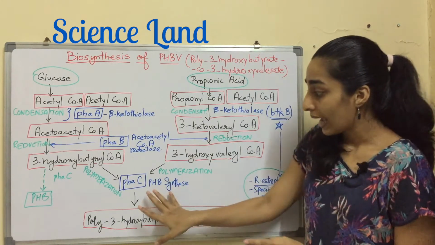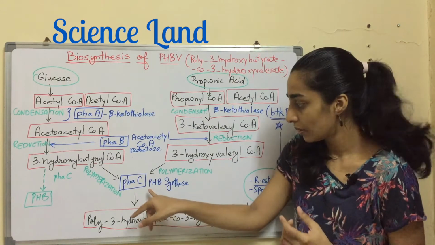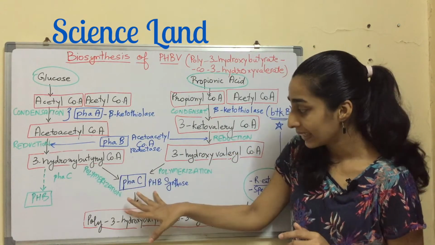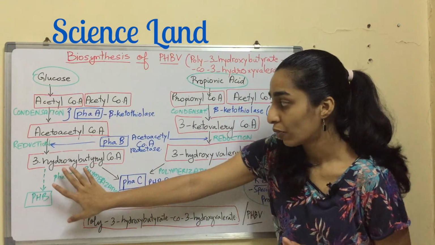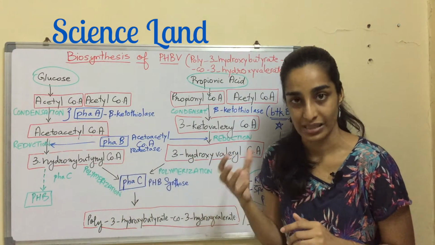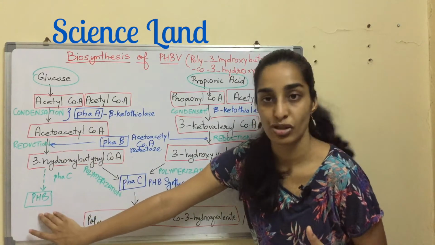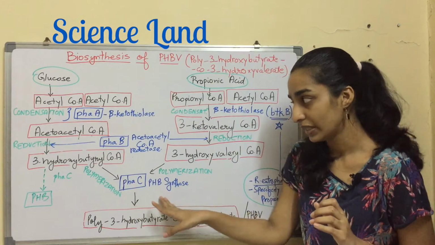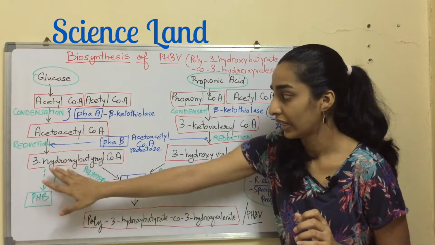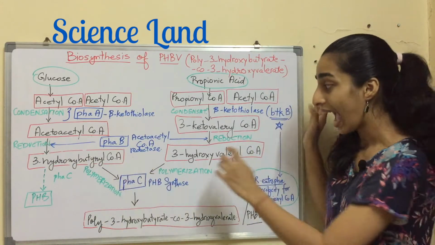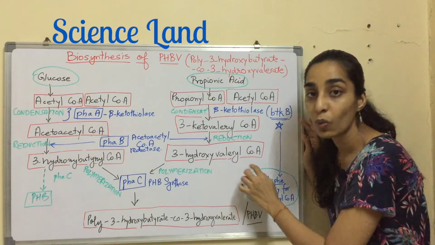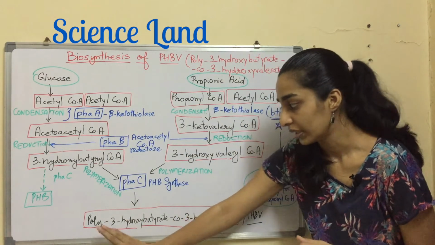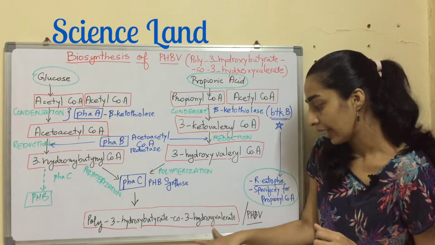Okay, now the enzyme which comes into the picture is PHB synthase. Normally, if this enzyme has 3-hydroxybutyryl coenzyme A as a substrate, it will produce PHB. We do not want PHB, do we? No. The enzyme PHB synthase will take this compound, 3-hydroxybutyryl coenzyme A, and it will take 3-hydroxyvaleryl coenzyme A. It will combine both the molecules to produce poly 3-hydroxybutyrate co-3-hydroxyvalerate.